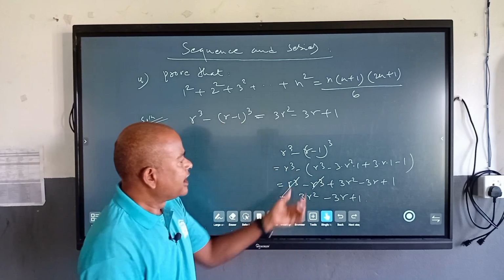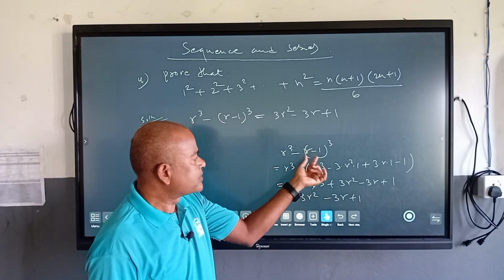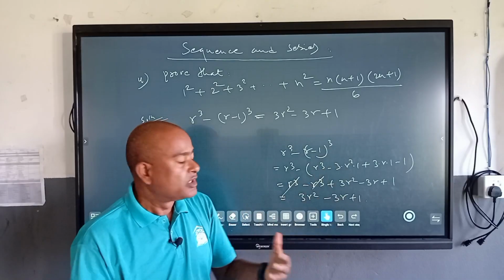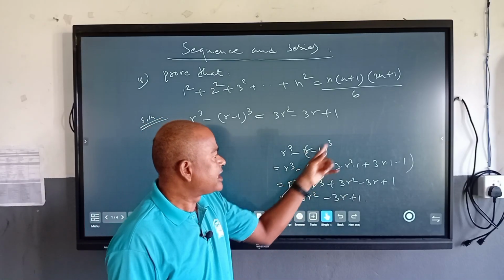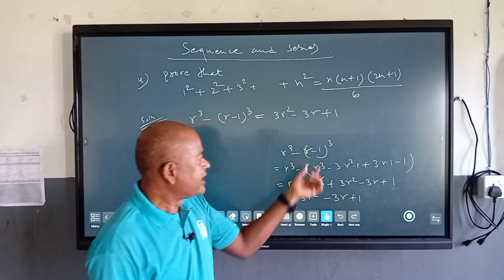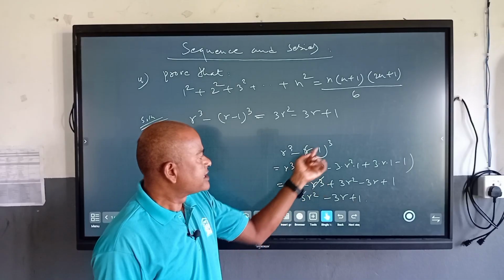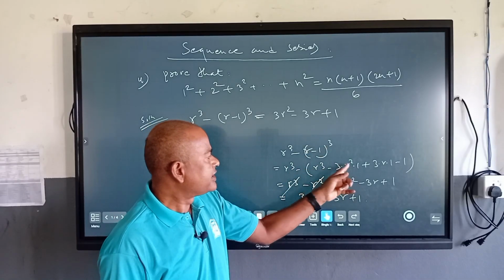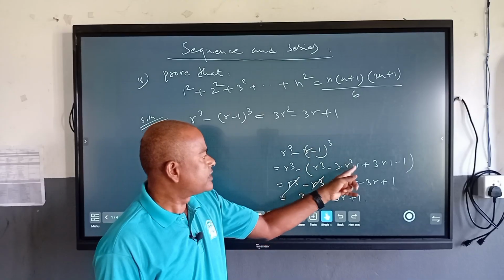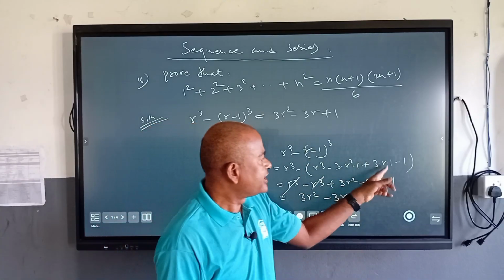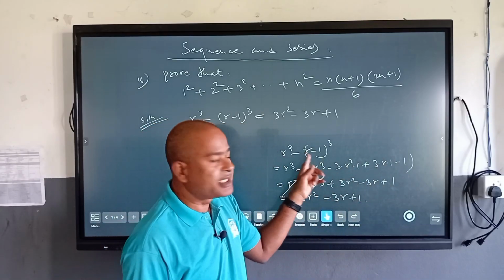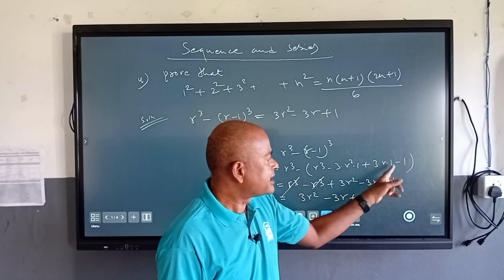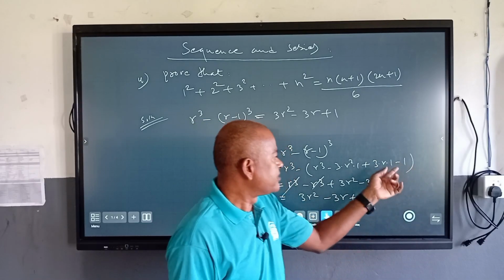So dear students, if we expand the expression r minus 1 whole cube by using the formula of a minus b whole cube, then we get a cube means r cube, minus 3a square b means 3r square times 1, plus 3ab square means 3 times r into 1, and minus b cube means 1.